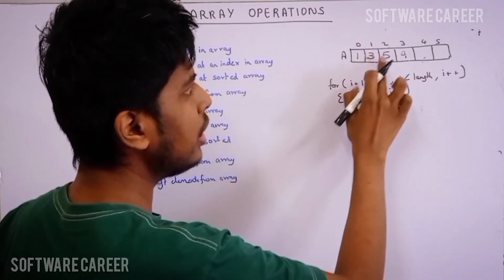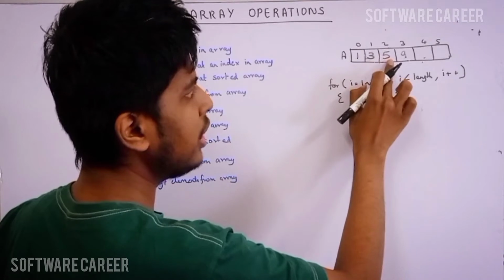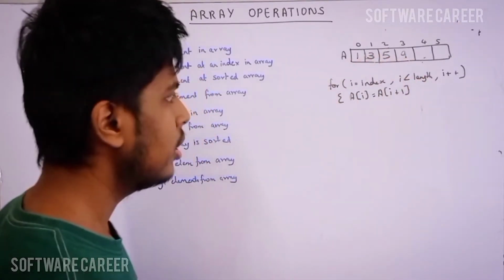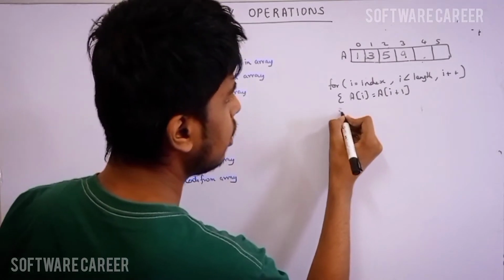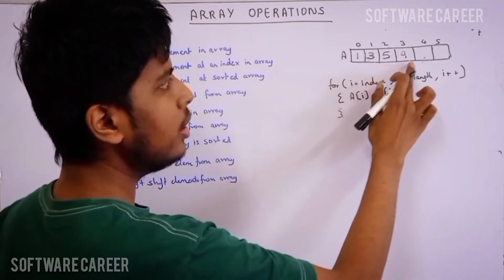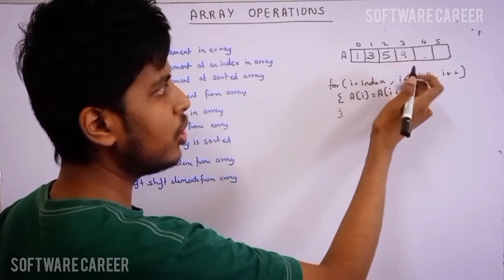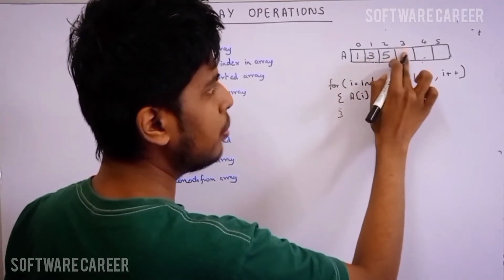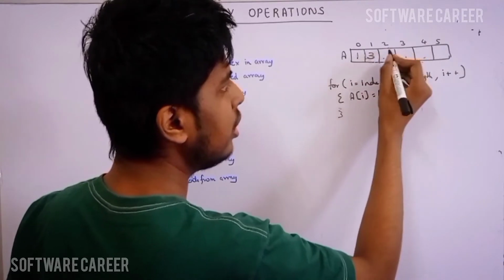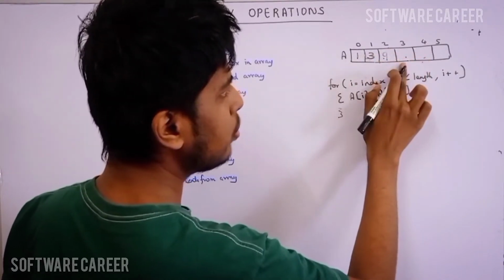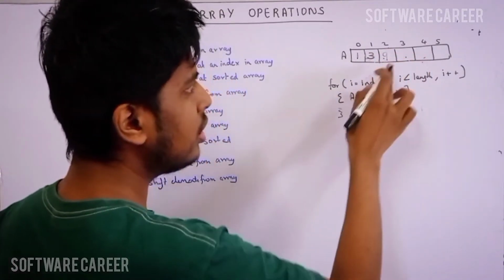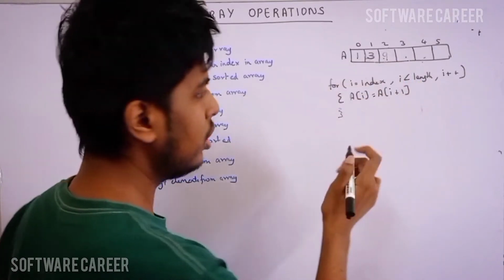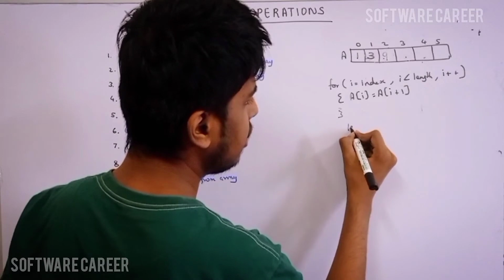Now at a of 1 I will write a of 2. That 5 I will put here. Then at this position I will put 9, like that. Now after deleting, the length will decrease by 1, because now 9 will come here and this place will be empty. Before it was 3, now 2. The length was 4, then it became 3, so I am writing length minus minus.